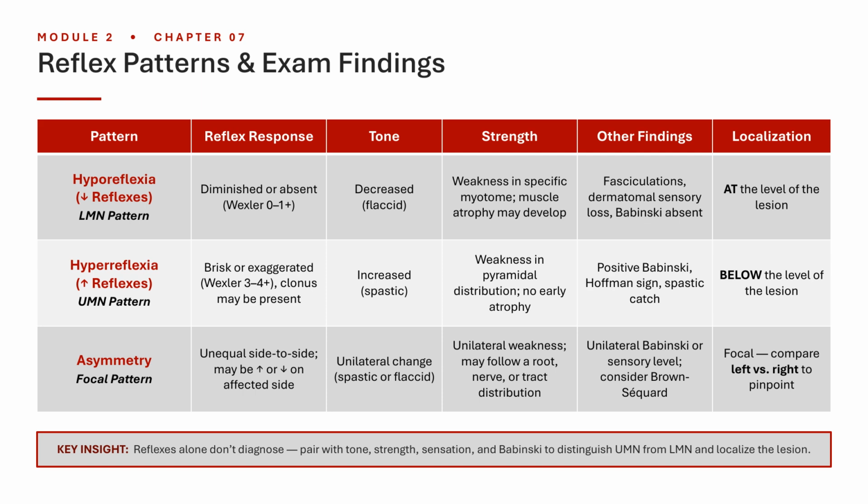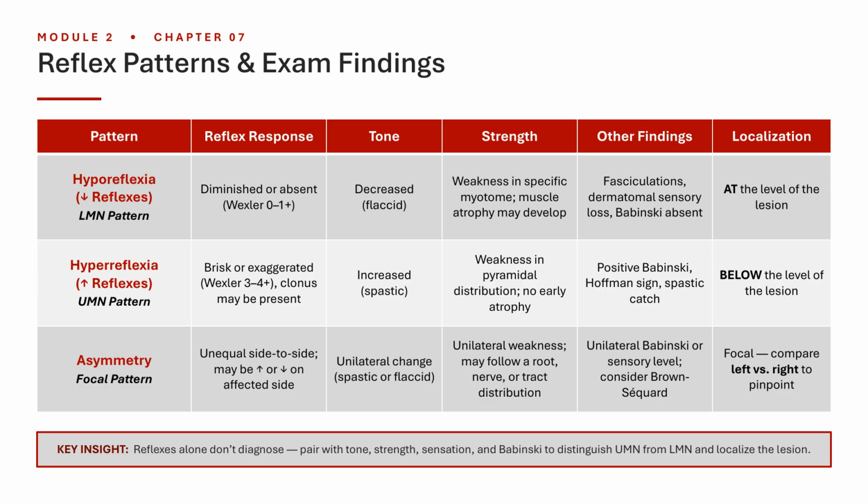Hyperreflexia, the UMN pattern. Brisk or exaggerated reflexes, Wexler 3 to 4+. Clonus may be present. Increased tone, spasticity, weakness in pyramidal distribution, no early atrophy. The muscle is still innervated. Positive Babinski, positive Hoffman. Localization below the level of the lesion.